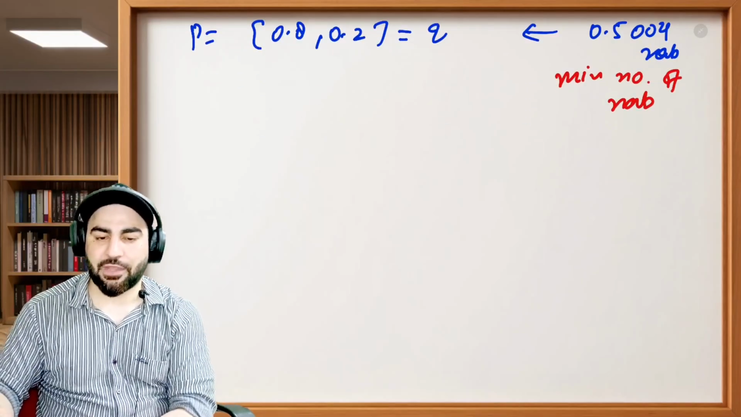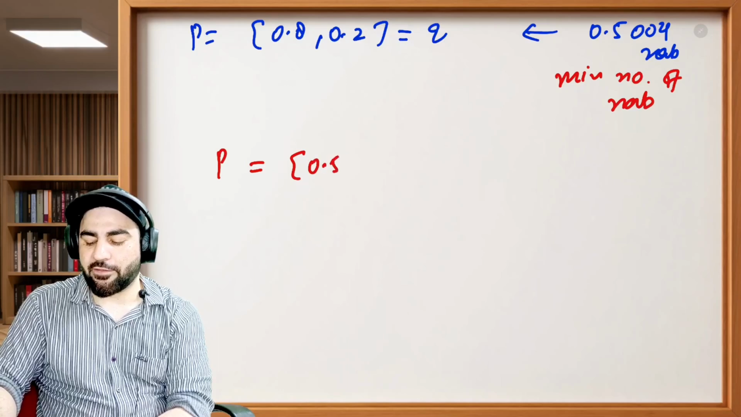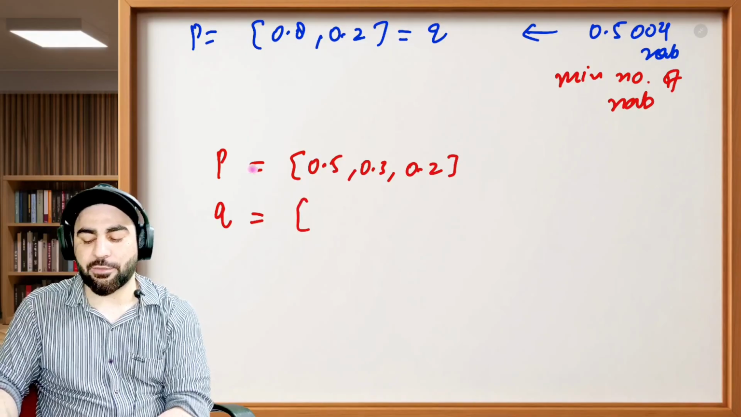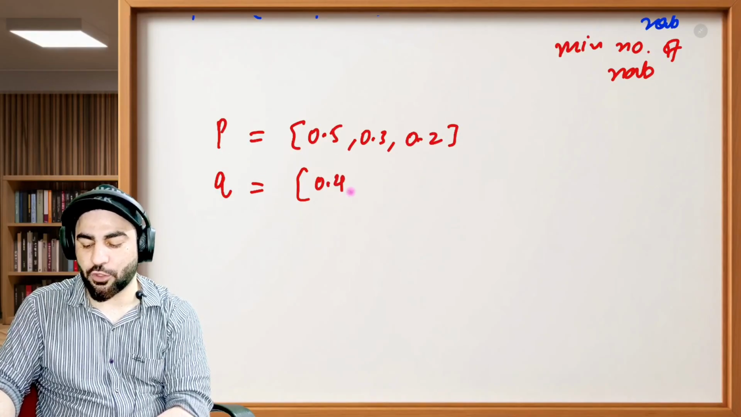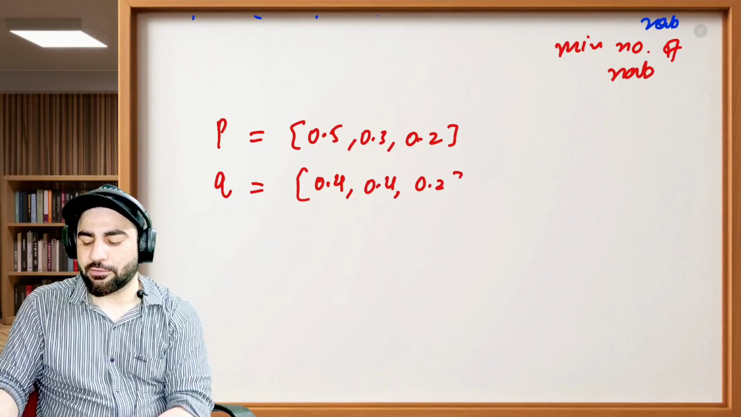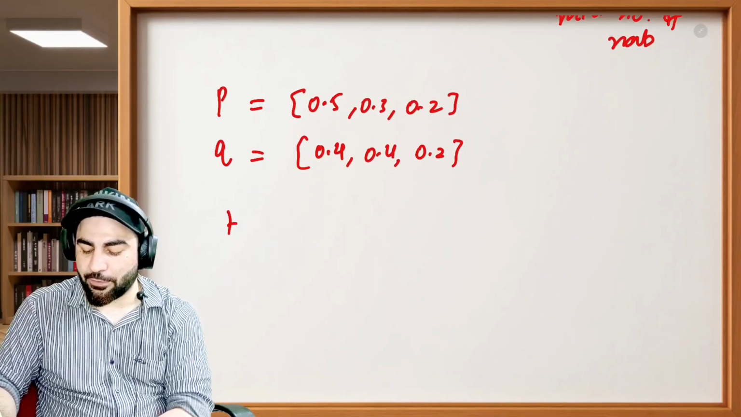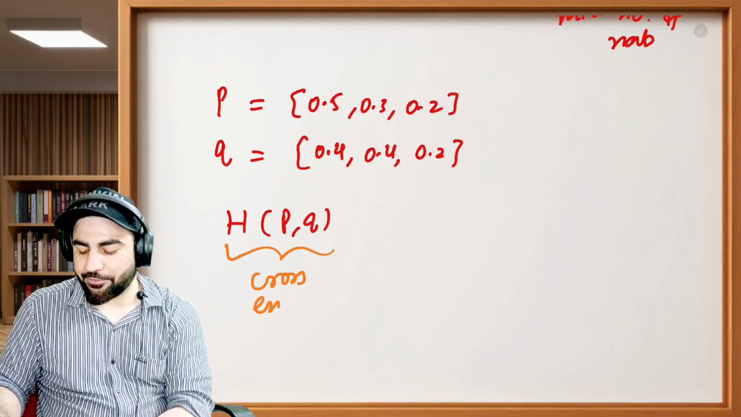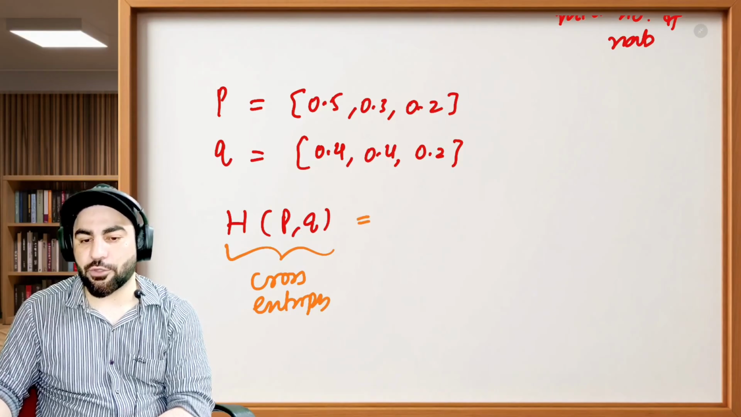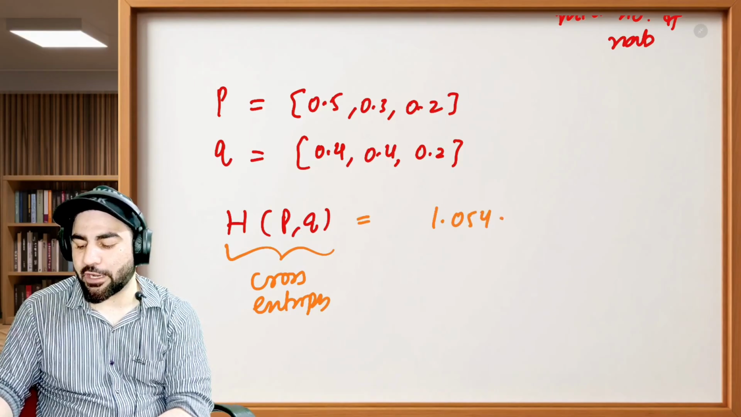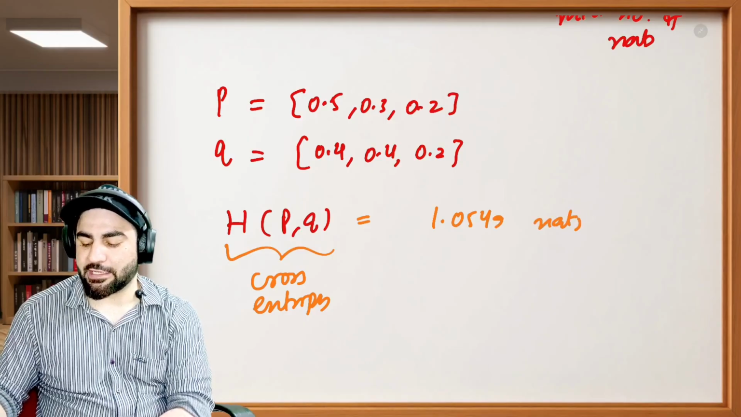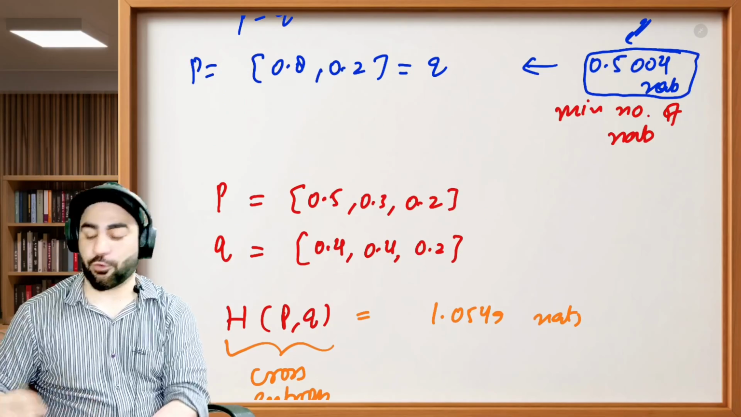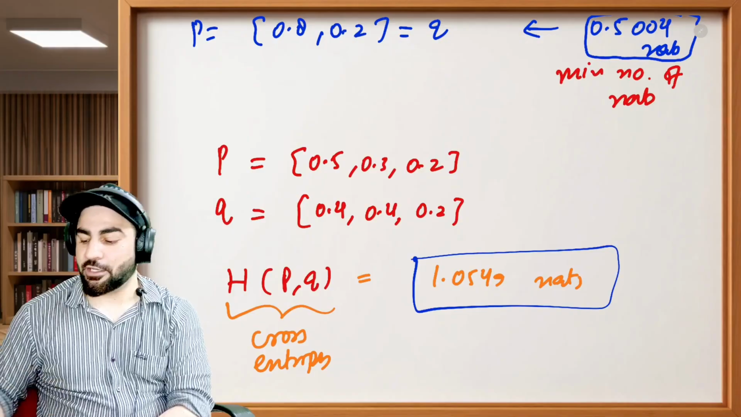Suppose there is a mismatch. I have probability P which is 0.5, 0.3, 0.2, and I have probability Q. So this is my actual distribution and this is my predicted one. I am predicting something of this sort, 0.4, 0.4, 0.2. It is off by a little. But if you compute H of P, Q, this is cross entropy, it comes out to be 1.0549 nats. So cross entropy is this much. Optimal value was 0.5004, but you are getting 1.5049. So you can see that this is a higher value.